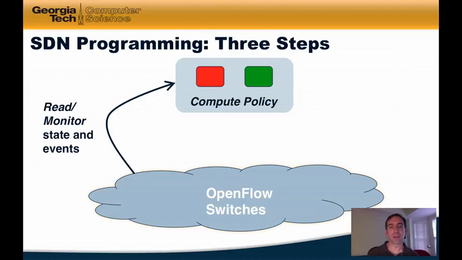Based on that state and the events that the controller receives, it can compute forwarding behavior for the switches in the network based on policies that the network operator specifies. It's possible, of course, that the controller may have multiple policies that either conflict or otherwise need to be composed. We will talk about policy composition in the next lesson. After computing the policy, the controller must write that policy back to the OpenFlow switches.